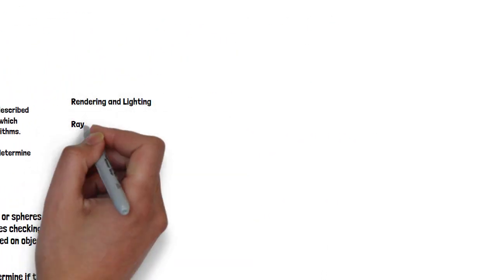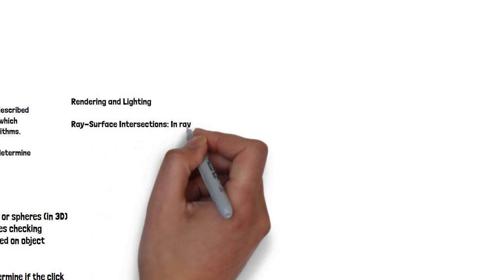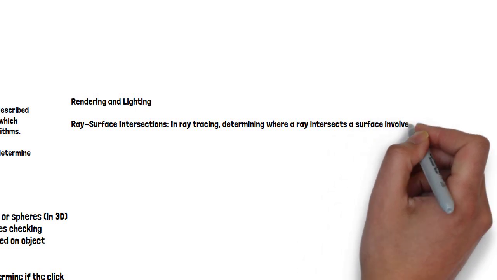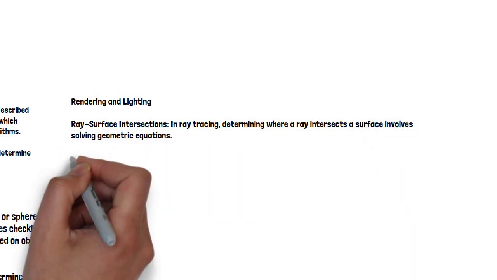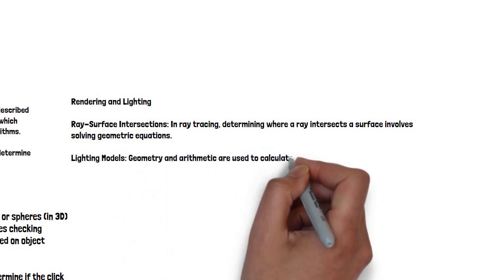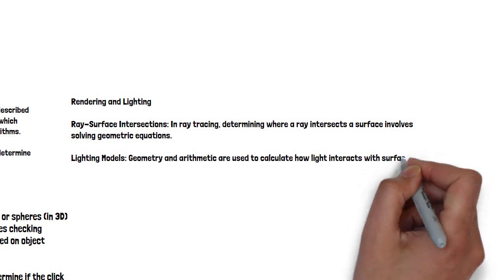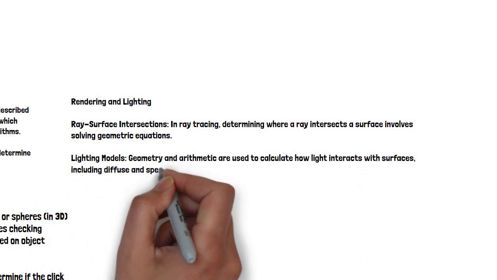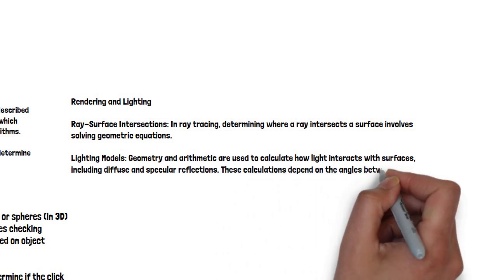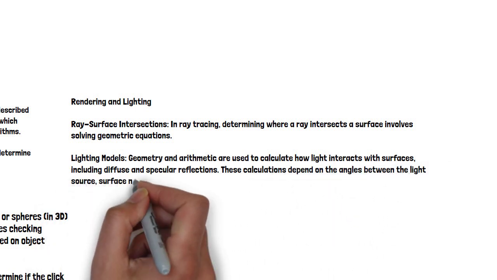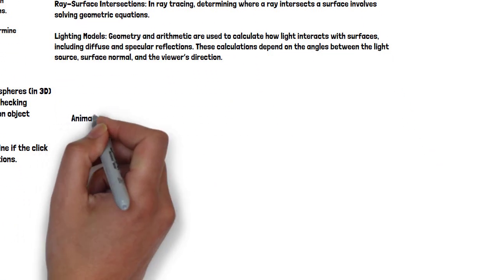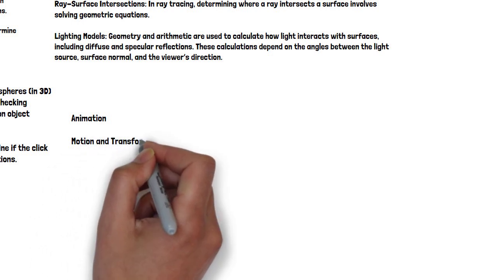Rendering and lighting, ray surface intersections. In ray tracing, determining where a ray intersects a surface involves solving geometric equations. Lighting models. Geometry and arithmetic are used to calculate how light interacts with surfaces, including diffuse and specular reflections. These calculations depend on the angles between the light source, surface normal, and the viewer's direction.